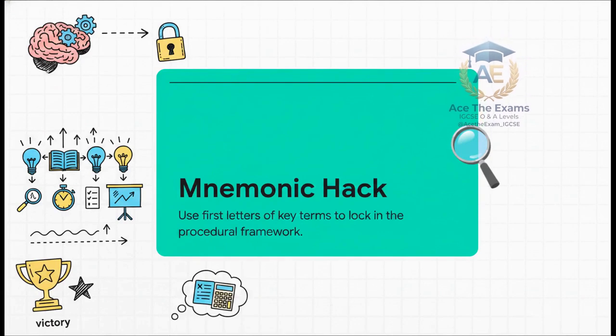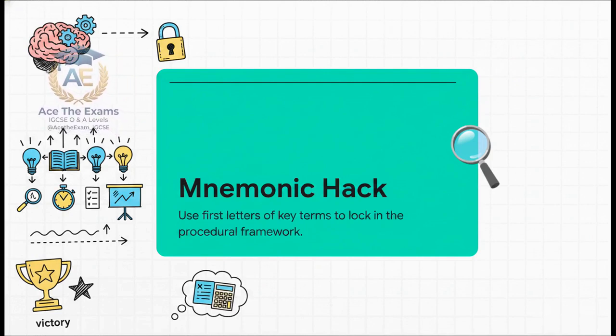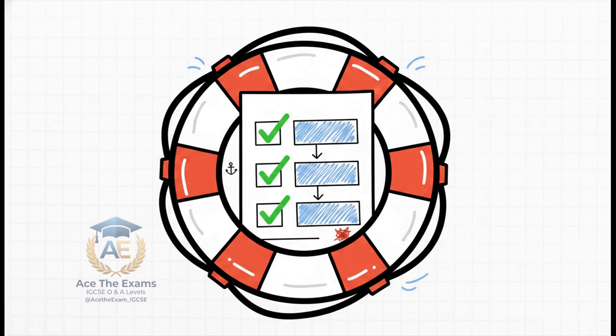Create a memory device using the first letters of our key terms: identify, apply, execute, verify, present. Maybe use something fun like I always expect victory and perfection, whatever works for your brain. Why do this? Because under the immense ticking clock pressure of the exam room, a mnemonic guarantees you will mechanically follow the systematic processing rules without panicking. It's an anchor for your mind. And this brings us to the absolute climax of today's explainer.